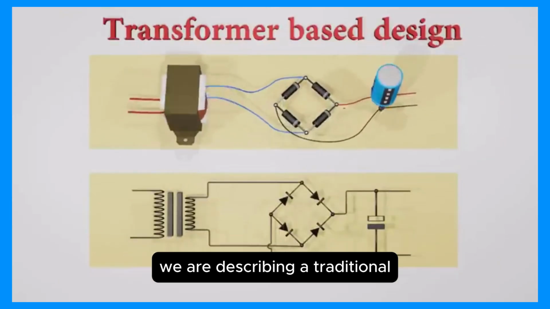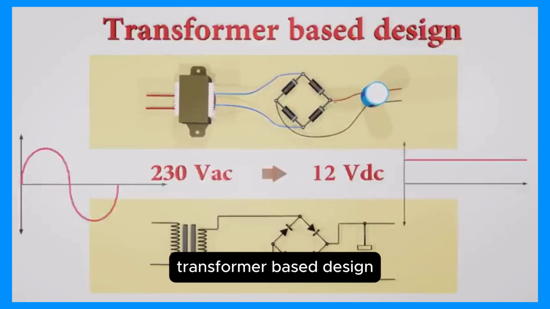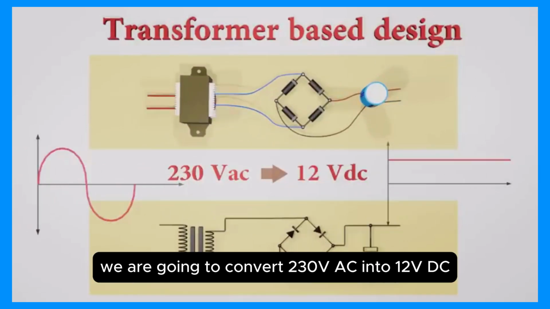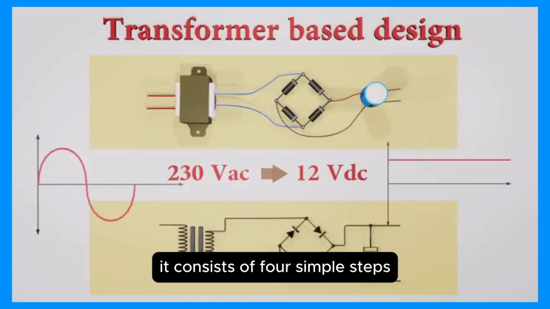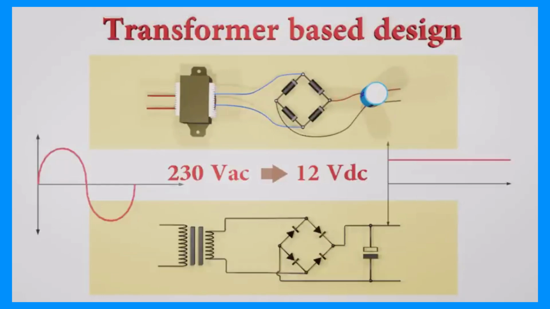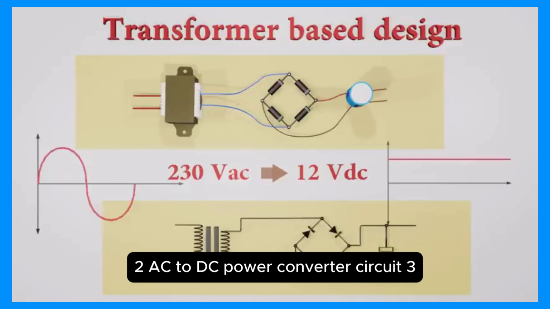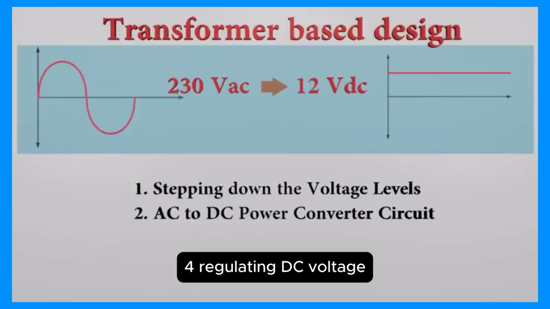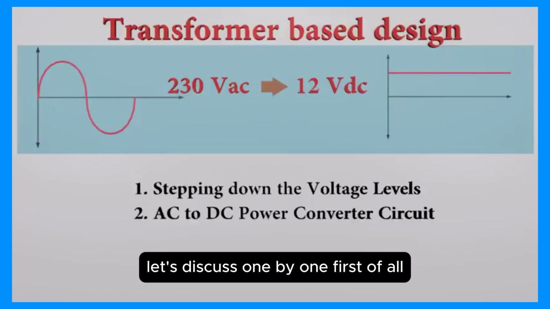In this video, we are describing a traditional transformer-based design. For ease of understanding, we are going to convert 230 VAC into 12 VDC. It consists of 4 simple steps. Steps of converting AC-DC: 1, stepping down the voltage levels; 2, AC to DC power converter circuit; 3, obtaining pure DC from pulsating DC; 4, regulating DC voltage. Let's discuss them one by one.